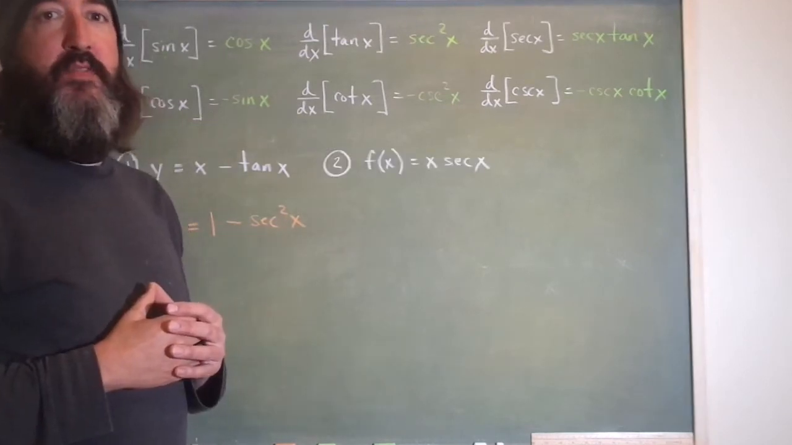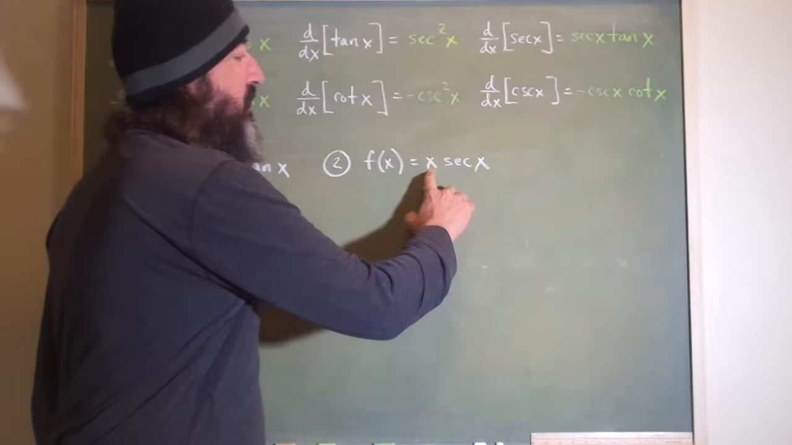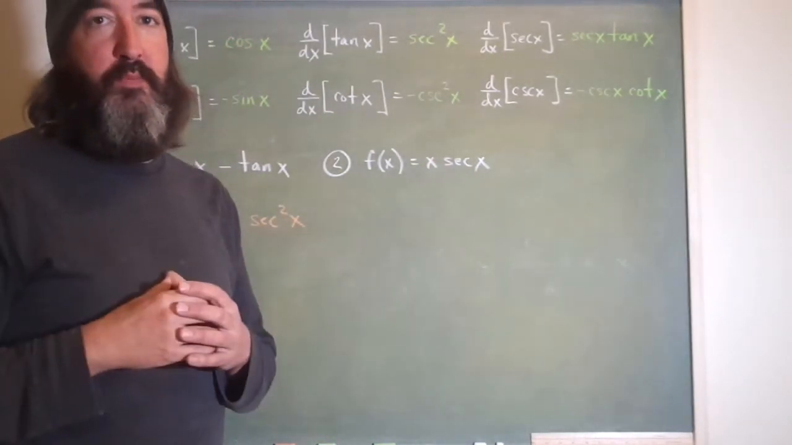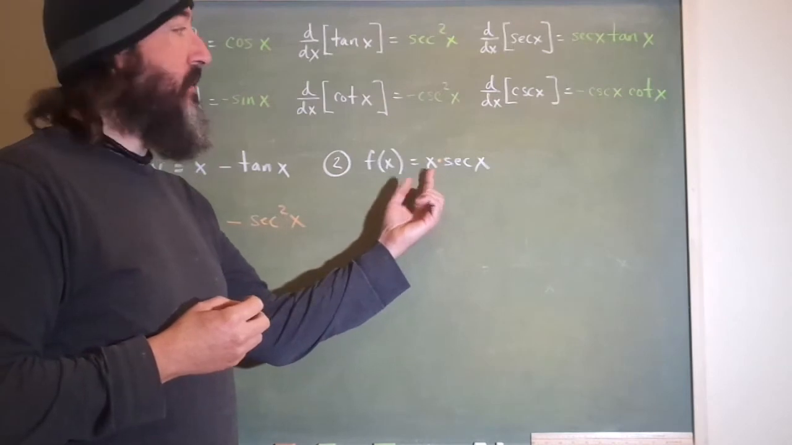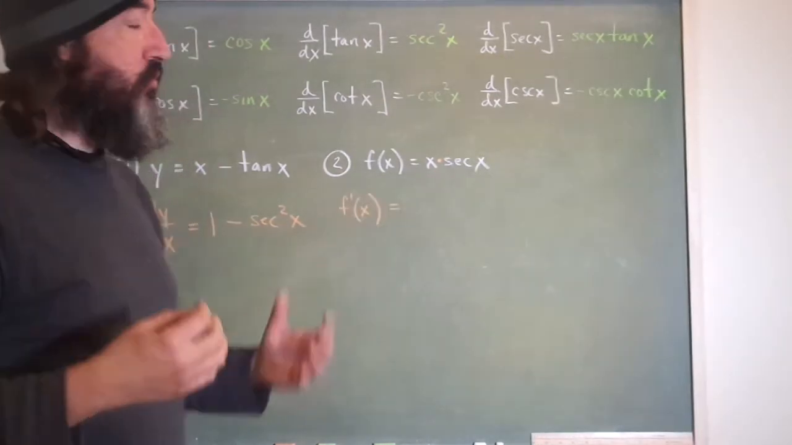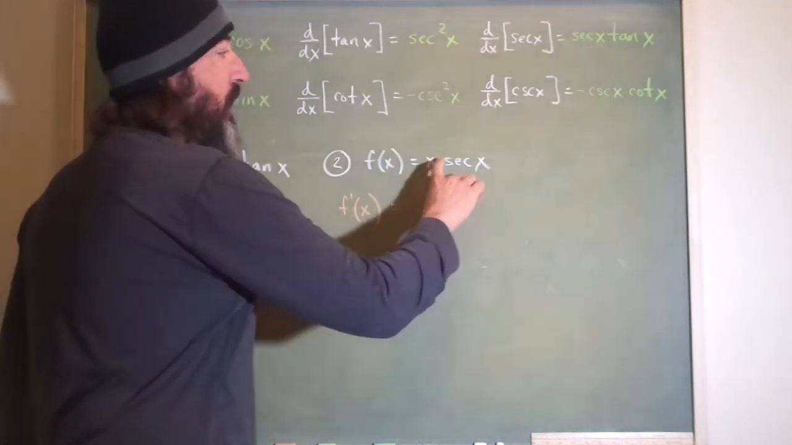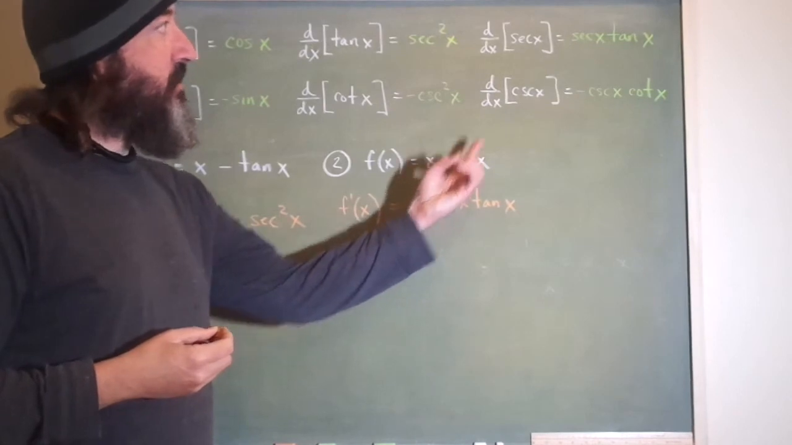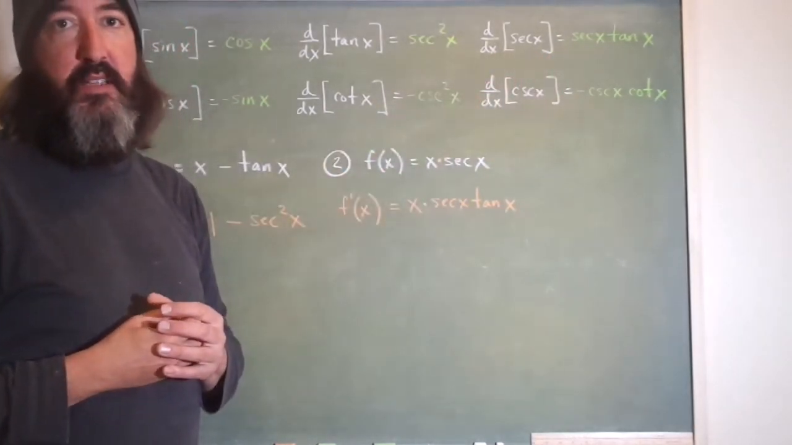Number 2 will be a bit more difficult because I'm asked to get the derivative of x times secant of x. I'm going to need to use the product rule. X is my first piece, and secant of x is my second piece. Of course, when we use the product rule, we're going to put the first piece times the derivative of the second piece. And the derivative of secant x is secant x tangent x.